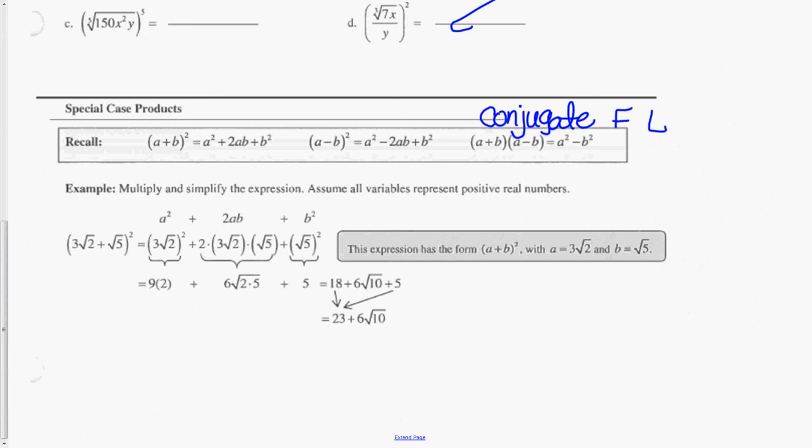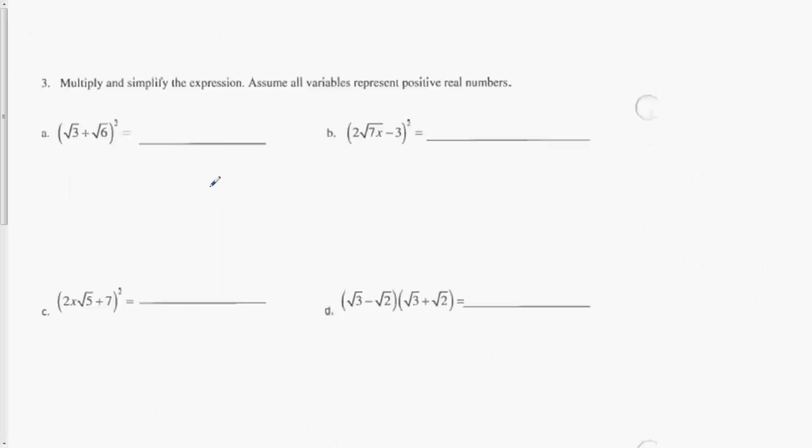If we have one that's squared though, so parentheses squared, you need to write it out twice and then do the FOIL on it. I don't think there's any need to memorize these two parts right here. I think if you just write it out twice and FOIL it, you can't get it wrong. And so that's what I like to make all my classes do, is write them out twice and FOIL them. So I'm going to do just a couple of these on the back that I saw.